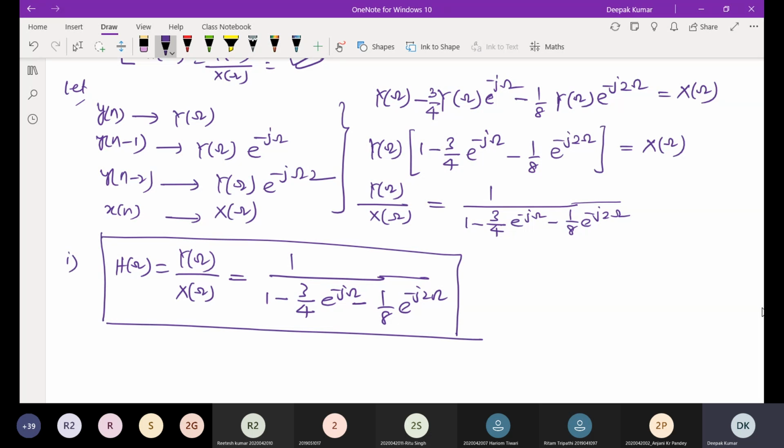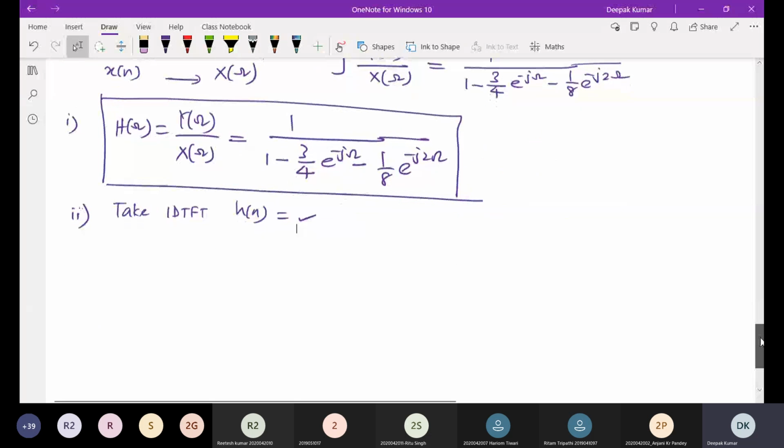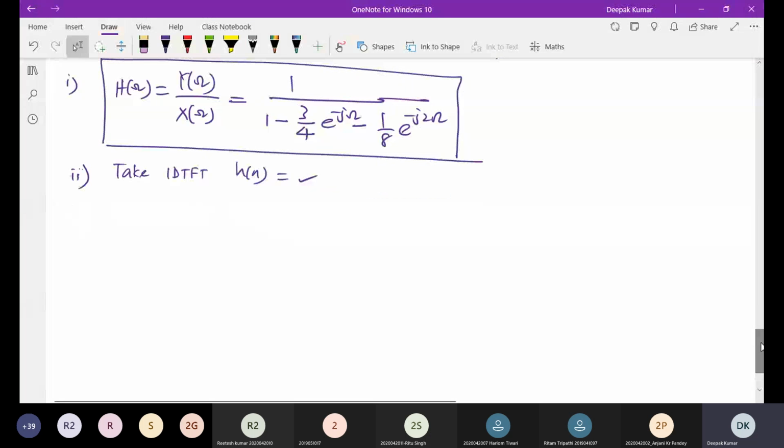This is one part, and another part. Take the inverse Fourier transform. You will get h of n. To find the inverse Fourier transform, you have to do some modification in this expression.